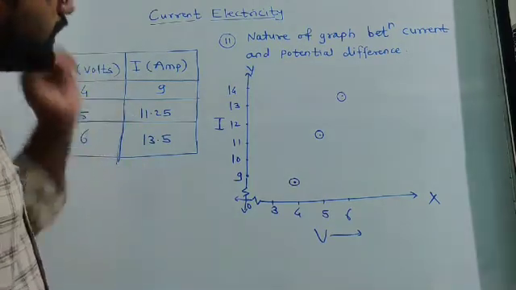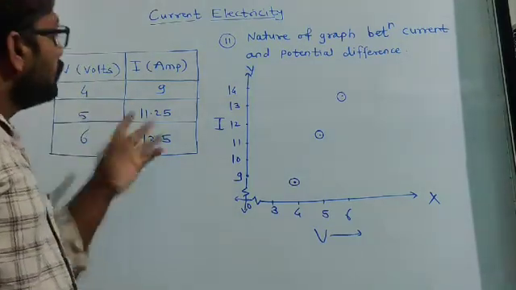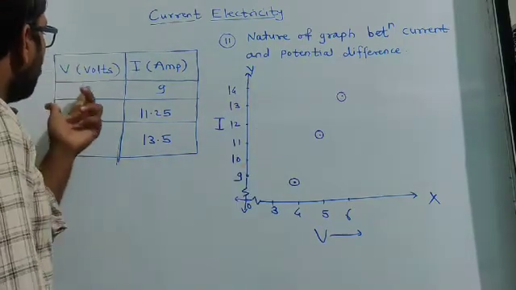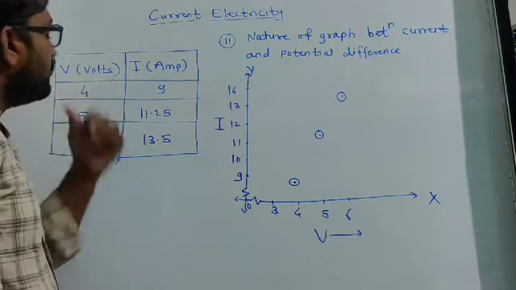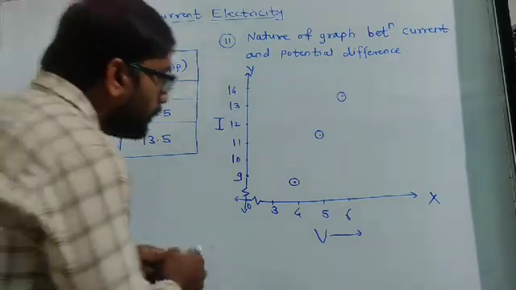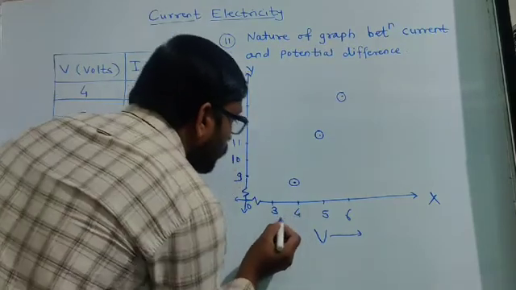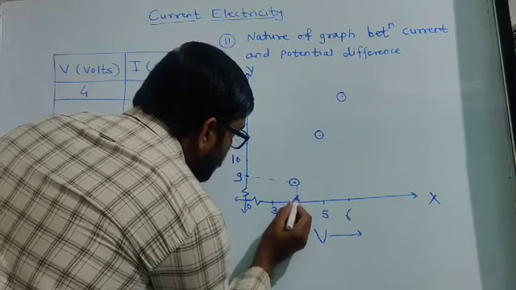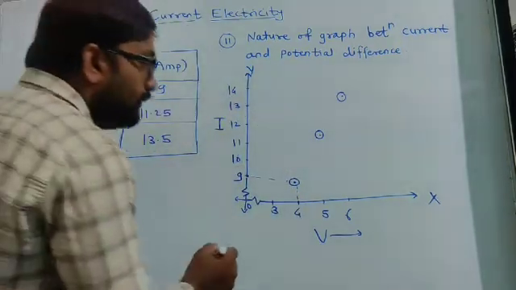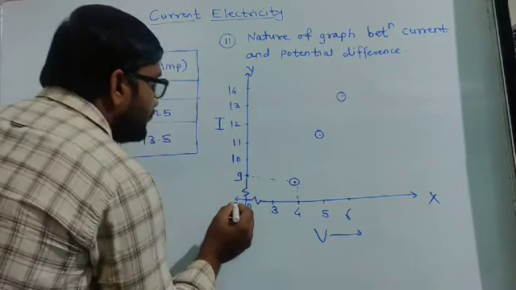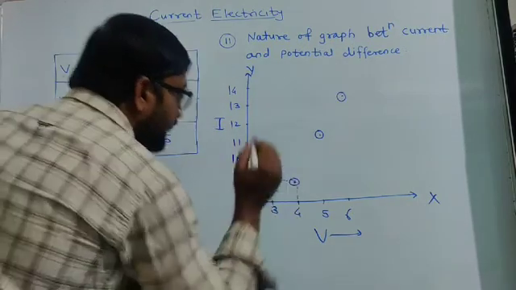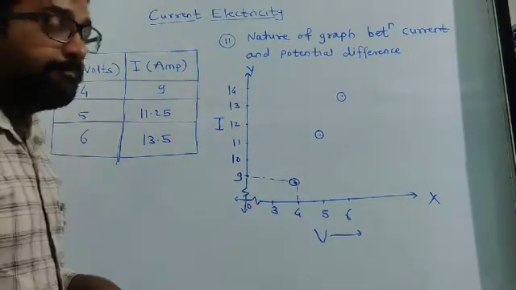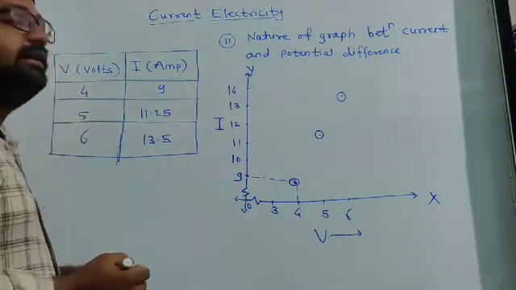Now what do we have to do? We have to draw these points on this graph. First of all, look: voltage is 4 volt and current is 9 ampere. So we have to draw this point here. On the y axis we take current, that is 9, and voltage 4. So our first point of the graph is here. Now the second, 5 and 11.25.